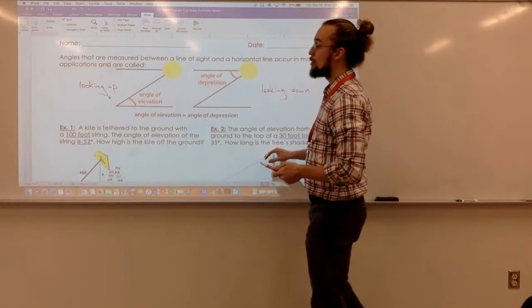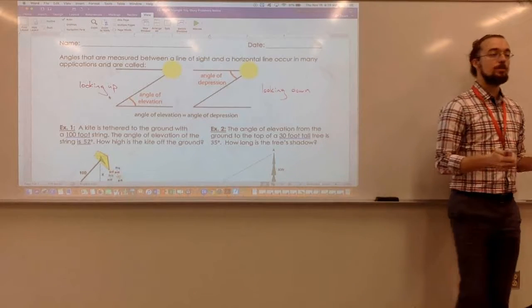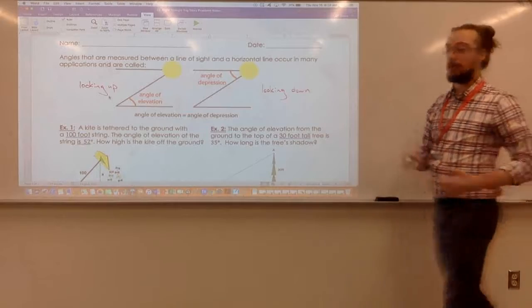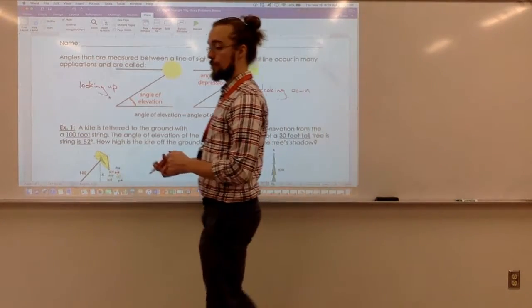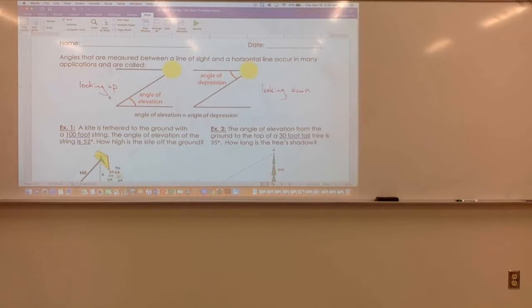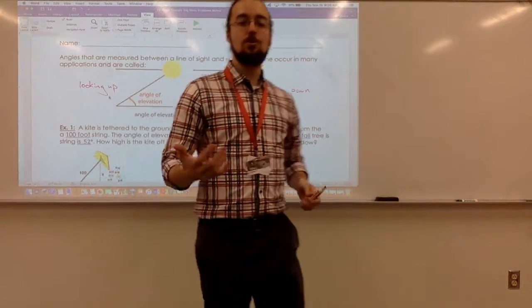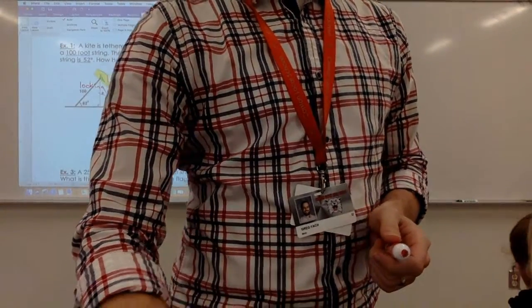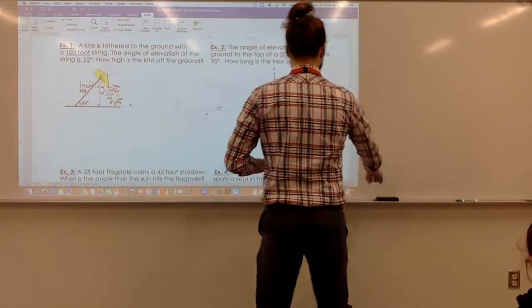So what we're going to do first on this sheet, we're going to look at some problems where they've got the picture sketched for us already. We're going to go through solving each of these problems. Then we're going to look at some problems where we have to sketch the picture. That's going to be our goal for today. So let's take a look at these first two examples here.